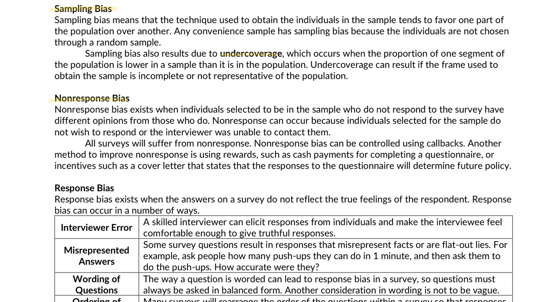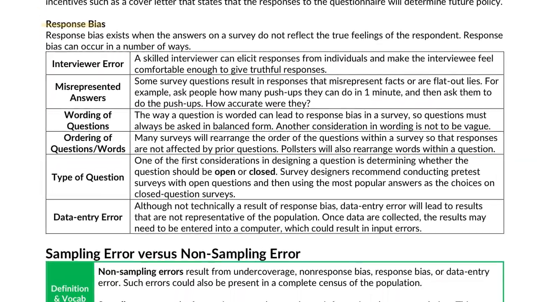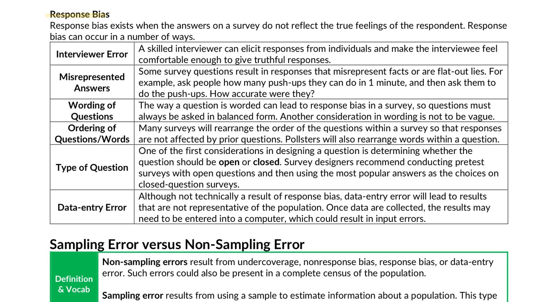Response bias occurs when the questions on your survey or the answers that the respondent gives do not necessarily reflect their true feelings. And there's a number of ways that this could happen. You have your interviewer error. So if you're not asking the right kinds of questions, or you're an aggressive interviewer, you're not going to get the same results as a trained or skilled interviewer.